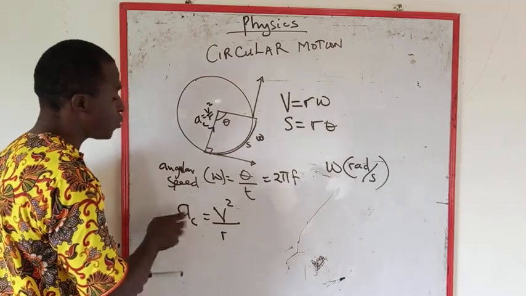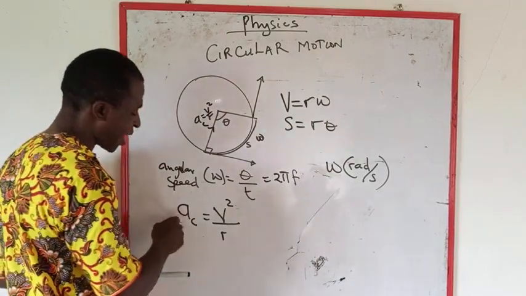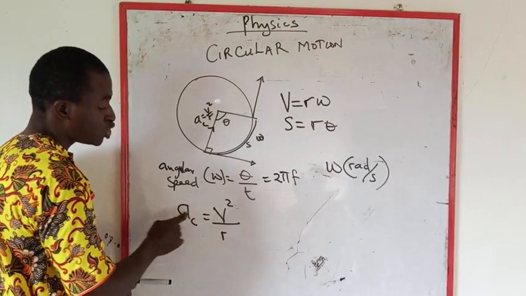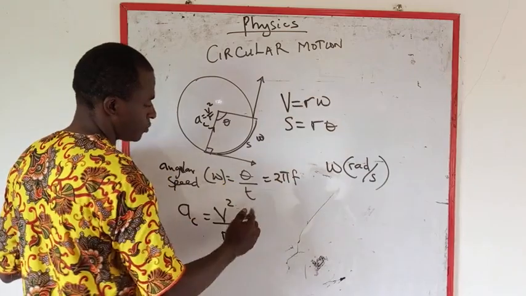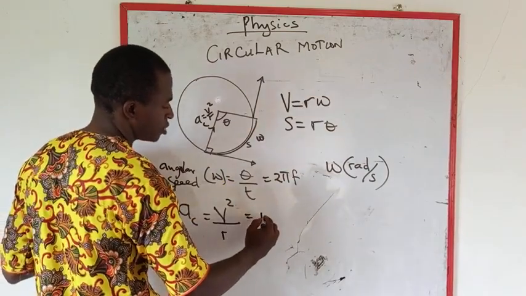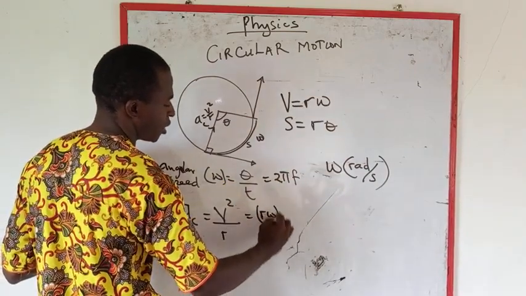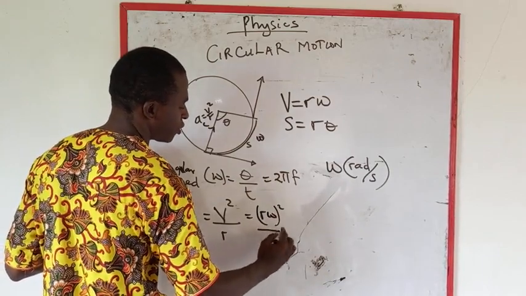Now we want to tell you another formula for centripetal acceleration. If we substitute this term, don't forget, we are going to square it now because it's squared all over the radius.